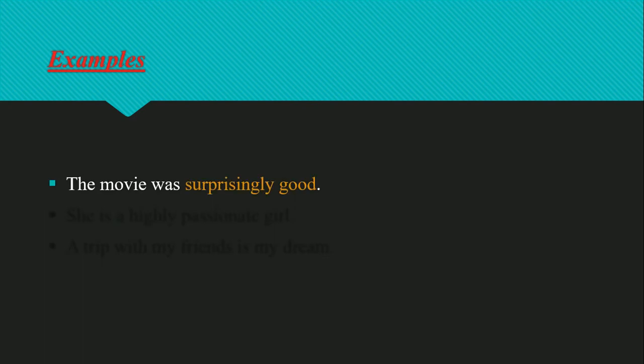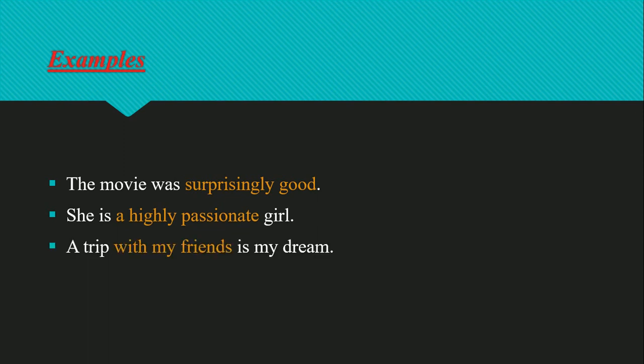So let us see some of the examples of adjective phrases. The movie was surprisingly good. Here, surprisingly good is an adjective phrase which is modifying the noun movie. The second one, she is a highly passionate girl. Here, highly passionate is an adjective phrase which is modifying the girl. Next one, a trip with my friends is my dream. Here, with my friends is an adjectival phrase which is telling about the trip.